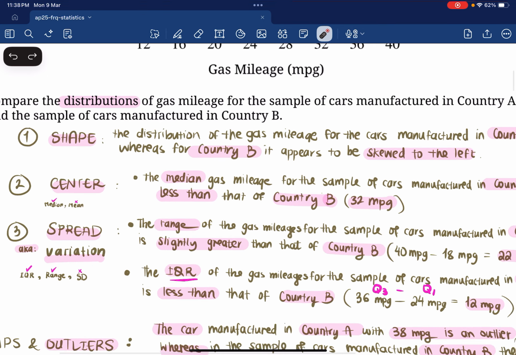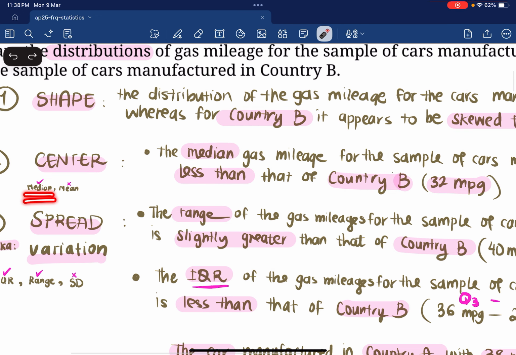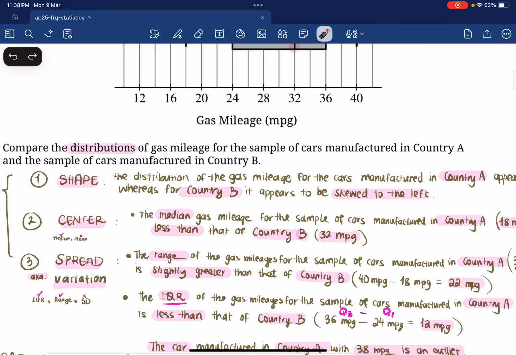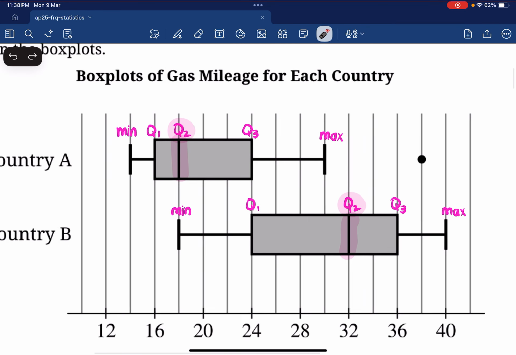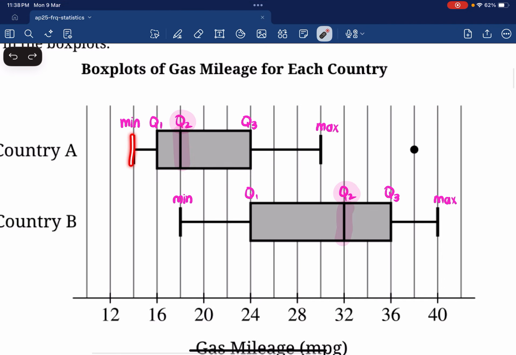For the center, we can talk about the median. We can compare the numerical value of the median. And as you can see here, we label the minimum, Q1, Q2, Q3, maximum. Same thing for country B: minimum, Q1, Q2, Q3, and maximum. Q2 is our median. So this bar here in the middle of the box represents the median in a box plot. And so the median for country A is 18, the median for country B is 32, right?